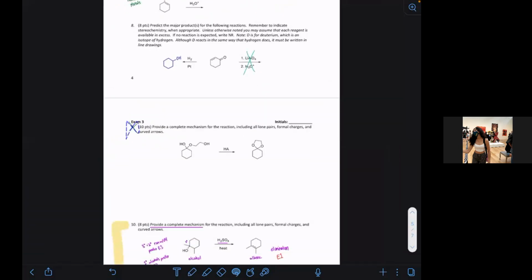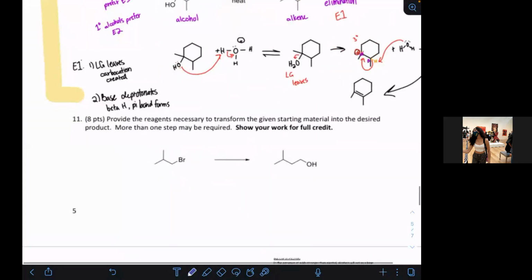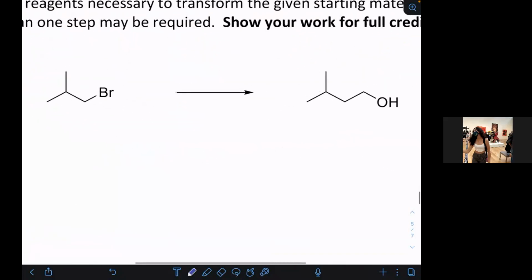This one we still don't know. I don't even want to try 11 at this point. Adding it. Oh, wait. You have to turn it into a Grignard reagent. Yes.